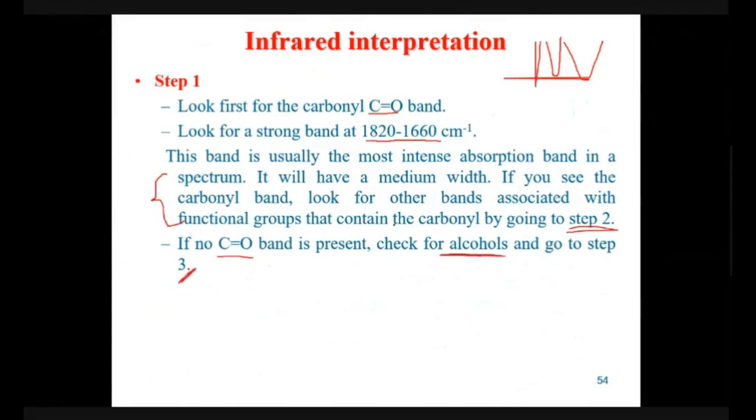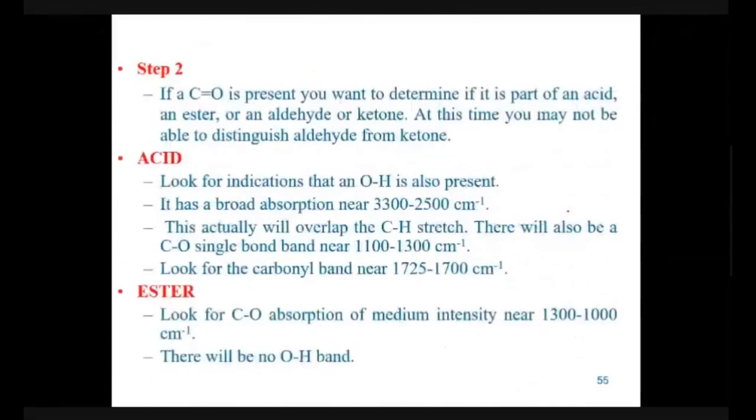So first we will check step number 2, assuming that we have got a carbonyl group. If a carbonyl group is present, we want to determine if it is part of an acid or an ester or aldehyde or ketone. At this time, you may not be able to distinguish aldehyde from ketone. As of now, you cannot distinguish. For that also there is some distinguishing feature. Let us first check if it is an acid.